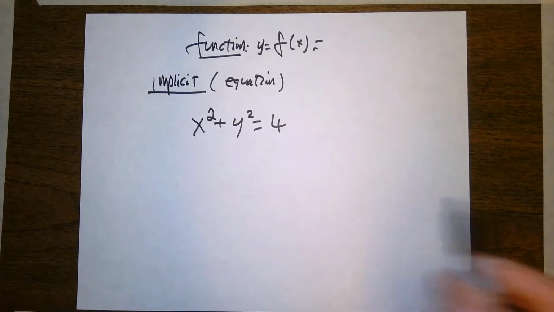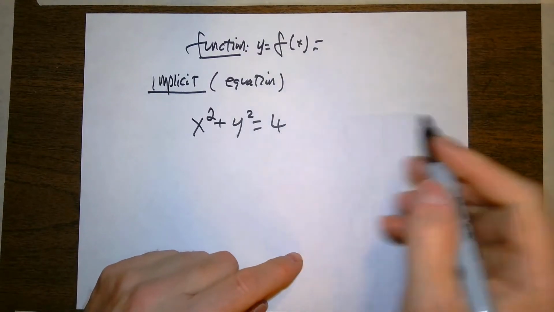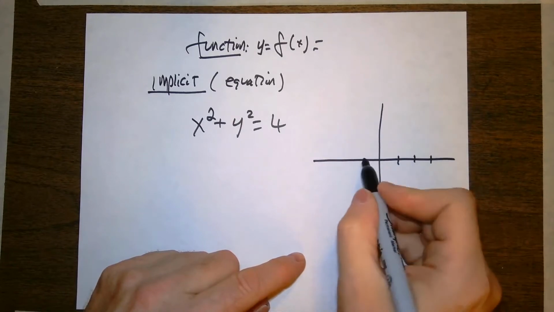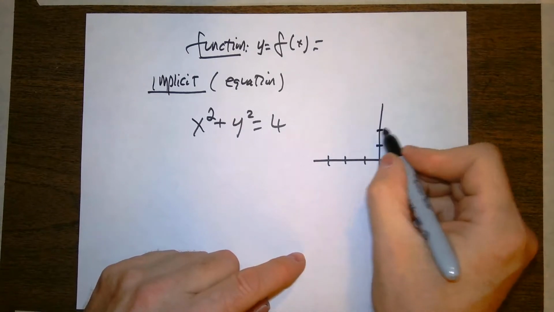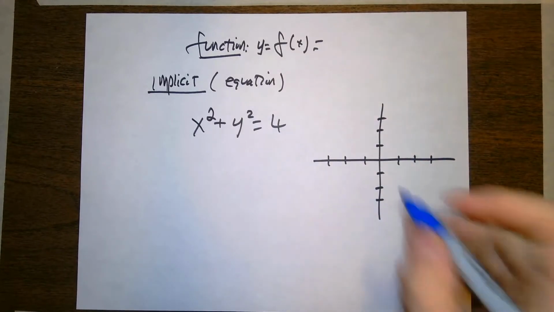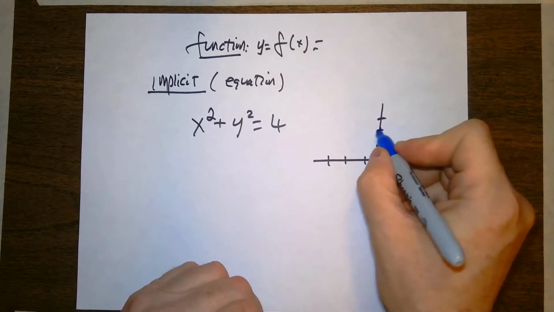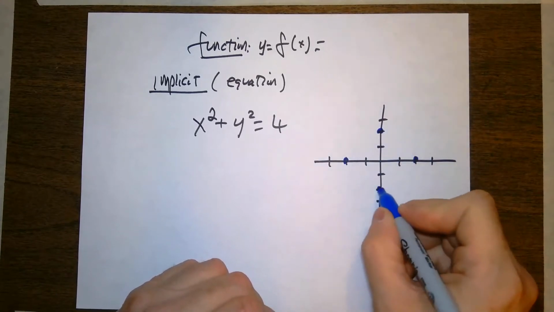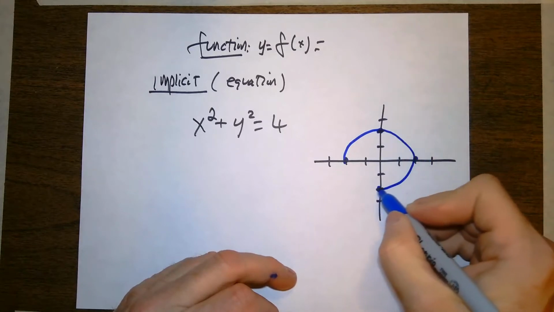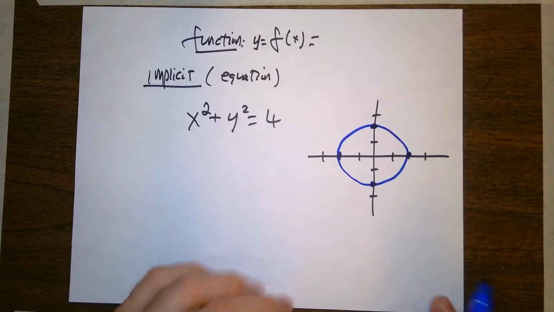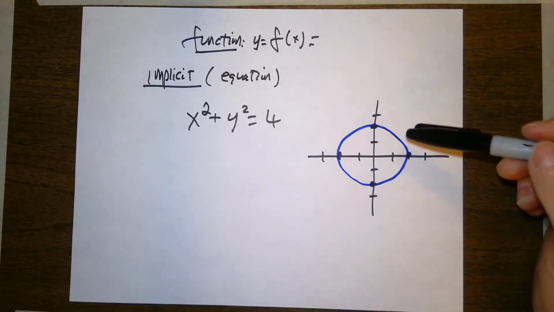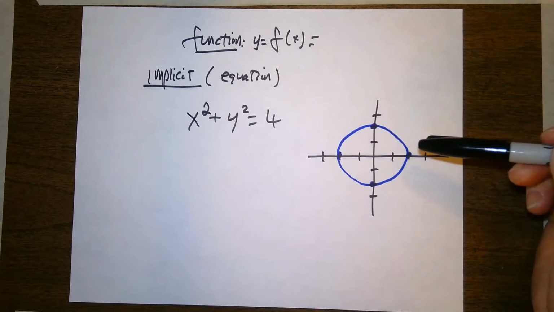We know that this is a circle. The center's at the origin. The radius is 2. If I graph this, center at the origin, radius 2. Well, that's not too bad. I get a circle. And I cannot explicitly define this.